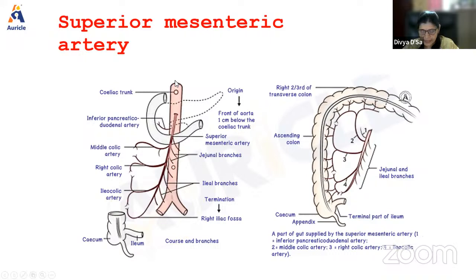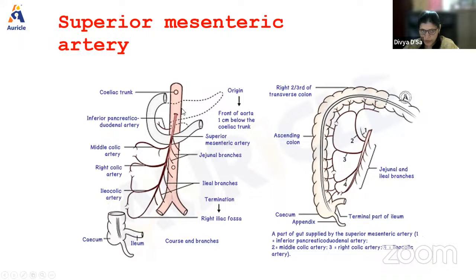So where does it arise? It arises about 1 centimeter below the celiac trunk. These are the anterior branches: celiac trunk, superior and inferior mesenteric. So it arises about 1 centimeter below the celiac trunk, opposite the lower border of L1 vertebrae. So at the level of L1 vertebrae, it arises.